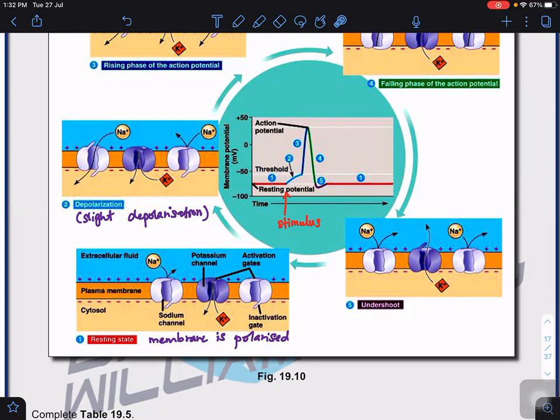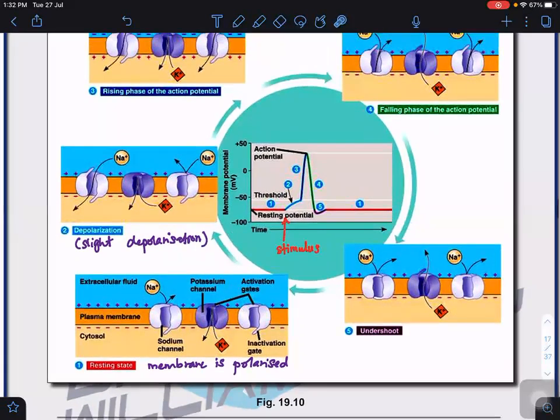What does threshold value mean? The threshold value is very important, because we must reach this threshold value, and only then are we going to proceed into the next phase, sorry, the third phase, termed as rapid depolarization. Okay, it's termed as rapid depolarization.